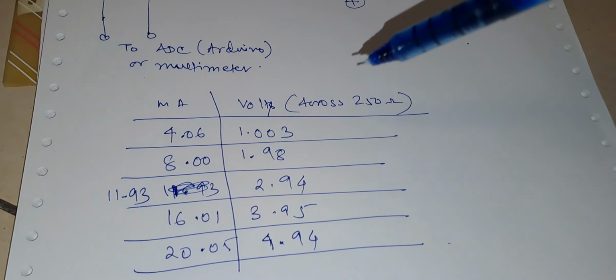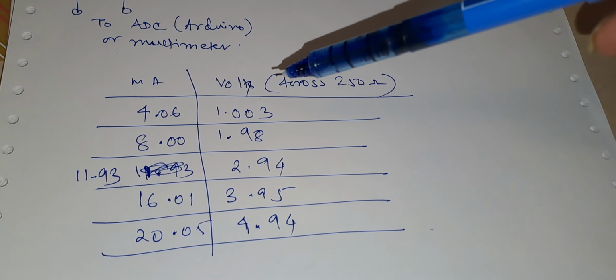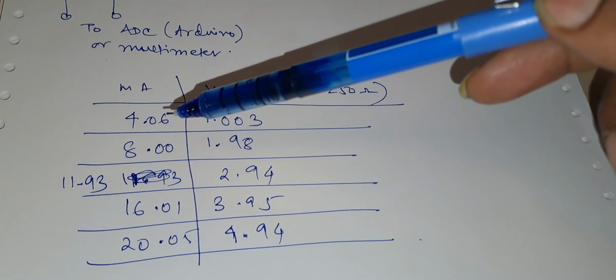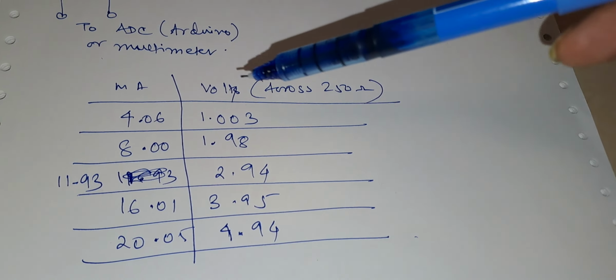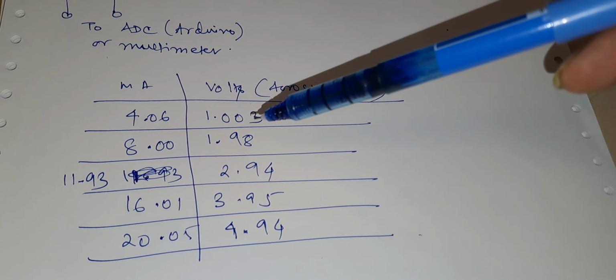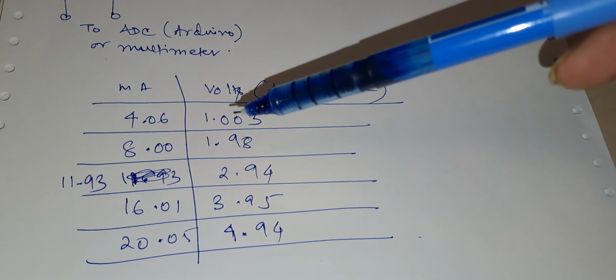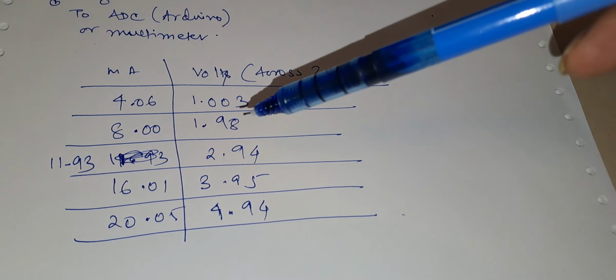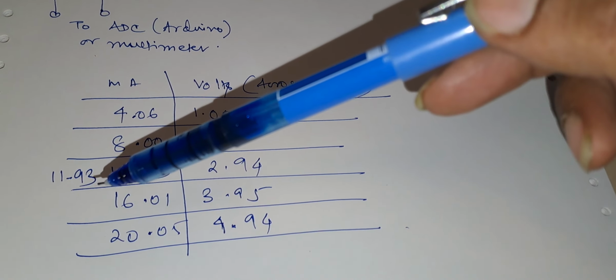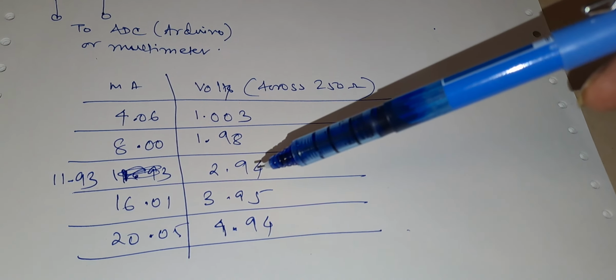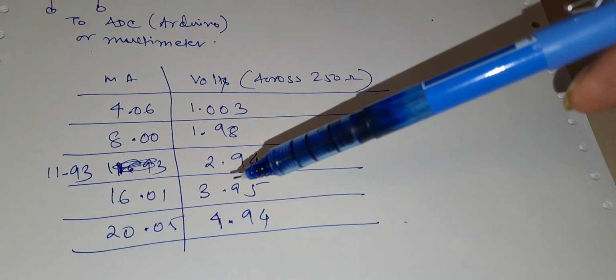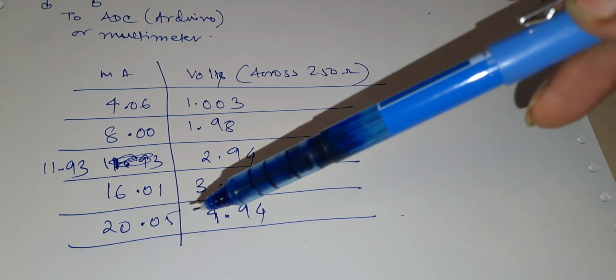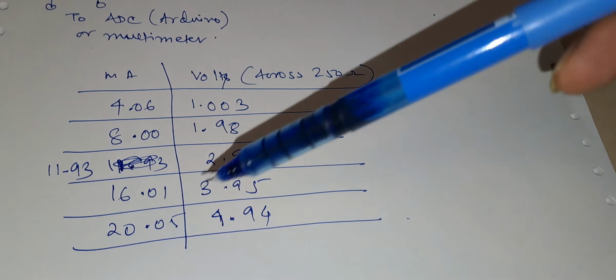Now you can see here the voltage and current relationship. When the current was 4.606 milliamps, I had a voltage of 1.003. At 8 milliamps, I had a voltage of 1.98. I am supposed to have 2 volts, but I got 1.98. At 11.93 milliamps, 2.94. At 16.01, 3.95. At 20.05, 4.94. So this is the reading.